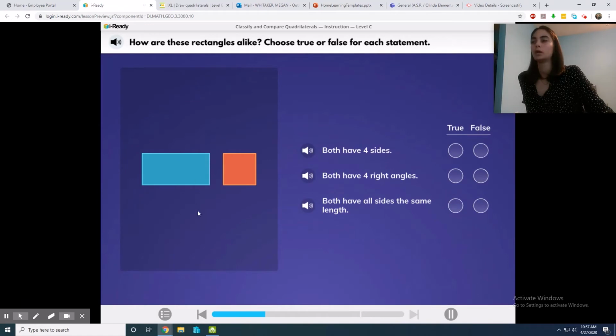So how are these rectangles alike? So they both have 4 sides, yes. They both have 4 right angles, yes. They both have all sides the same length. So is this side the same length as this side? No. This one's longer, so no.